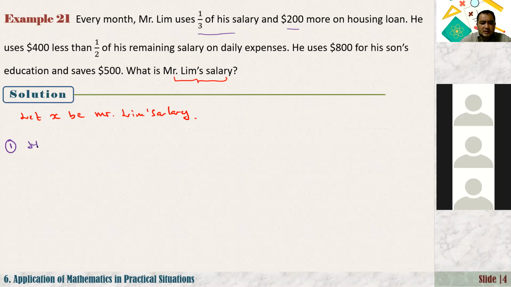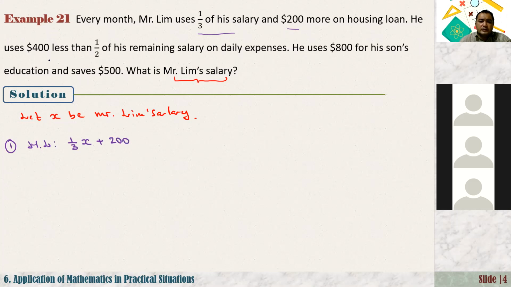So let's say the first type of expense is housing loan. How much does he spend? He spends 1/3 of his salary, that is 1/3 of x dollars, plus 200 more. So that is 200 more dollars on housing loan.